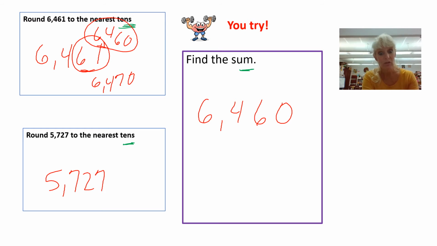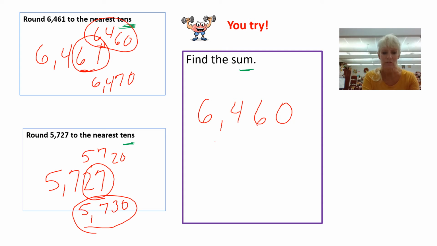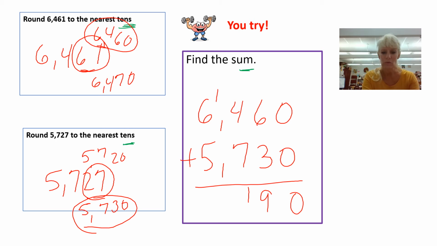Nearest tens here, 5,727. I hope you didn't round it to the hundreds. I'm looking at my tens again, and I see 27. Is that closer to 20 or closer to 30? It's going to be closer to 30, so let's put all the other stuff with it. 5,720. I'm going to say that this is closer to 5,730. And I want to find the sum. So I hope when you added, you got 12,190. Remember, when we do the sum, that means our answer is going to be much larger.